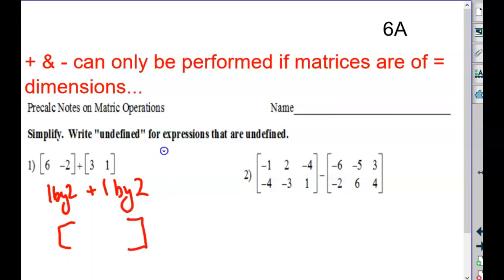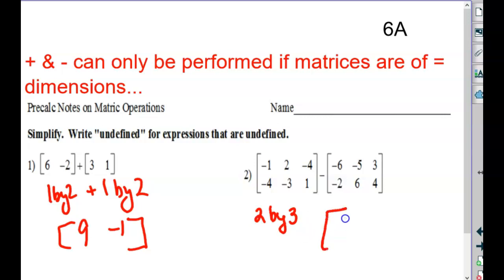And all we do is add, like if this was chickens and cows, we're going to add the total chickens and cows. So you're going to add the entries in the same position. So 6 plus 3 is 9, and -2 plus 1 is -1. I don't think I want to know what -1 cow is, right? But, all right. Over here, we are subtracting. Are they the same size? What size are they? 2 by 3.